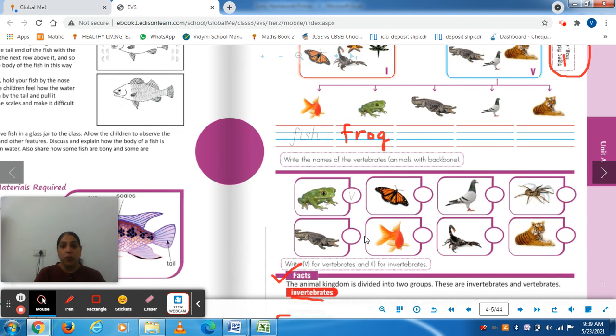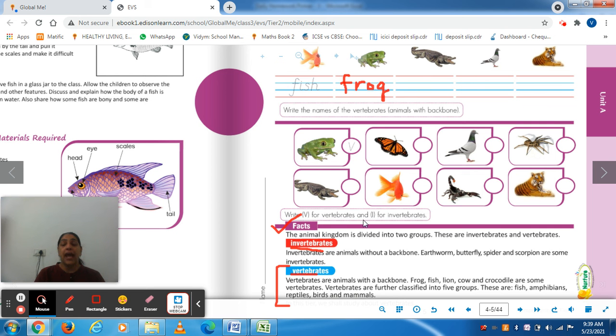All right, see the below. Write V for vertebrates and I for invertebrates. Frog is a vertebrate animal because it has a backbone. Butterfly, is it a vertebrate? No, it is invertebrate because it does not have a backbone. Pigeon is a vertebrate animal. The next comes spider. This is invertebrate. This is an alligator, a vertebrate animal. It has a backbone. Next comes fish. Yes, it is a vertebrate. Next is scorpion. No, it is not a vertebrate animal. It is invertebrate. And tiger is a vertebrate animal which has a backbone.